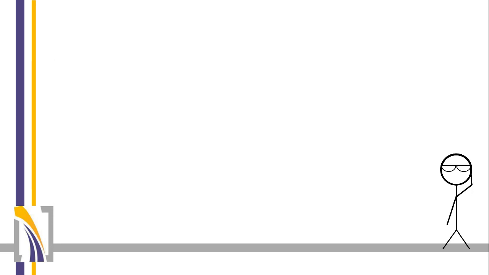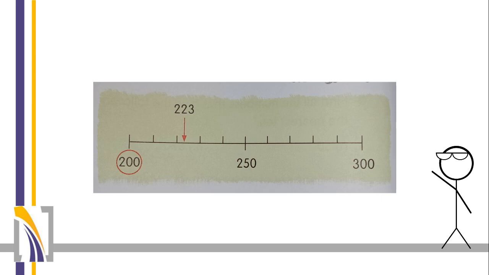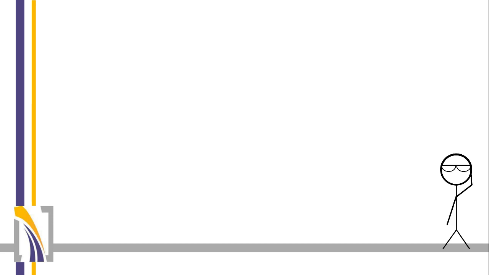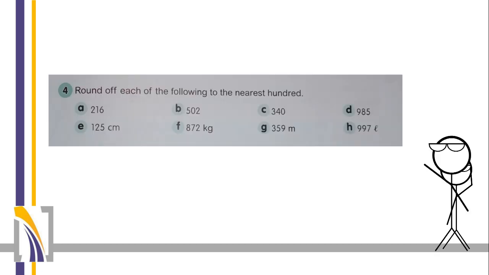Okay, next one is rounding off numbers to the nearest 100. Actually, it has the same principle as the tens, we just need to make it into the hundreds, not the tens. So let's take a look at this one. As you can see, 223 is nearer to 200 than to 300. So, if you want to round this number off, we need to round it to 200. Alright, is everyone clear? I hope you understand this. Now, let's do this exercise. Pause the video and then continue after you finish doing the exercise.